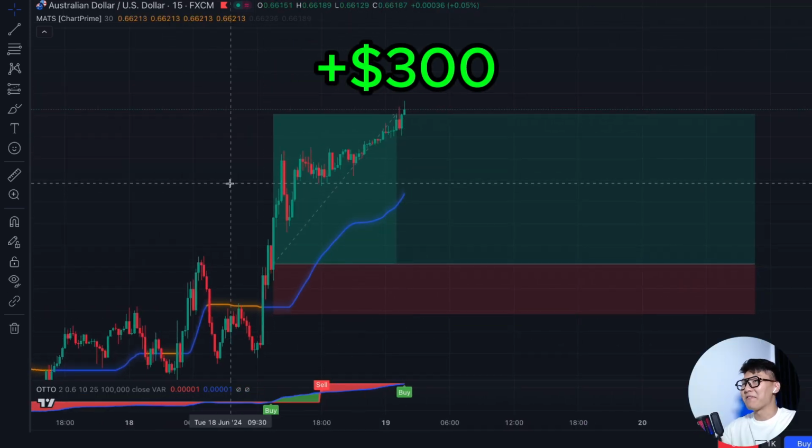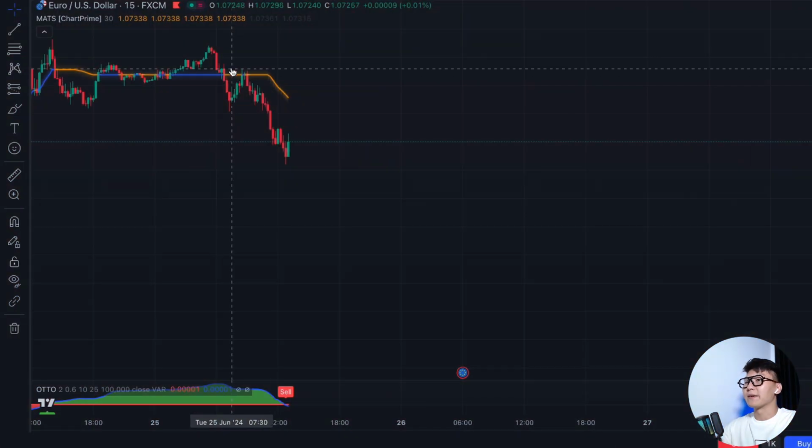Alright guys, my first long position closed in profit and the signal worked out successfully and I easily earned my first $300. So guys, great result, and let's continue analyzing. So guys, Euro USD currency pair.